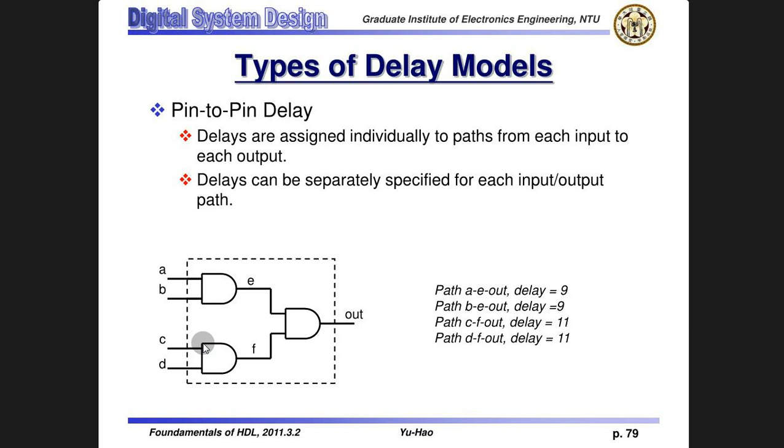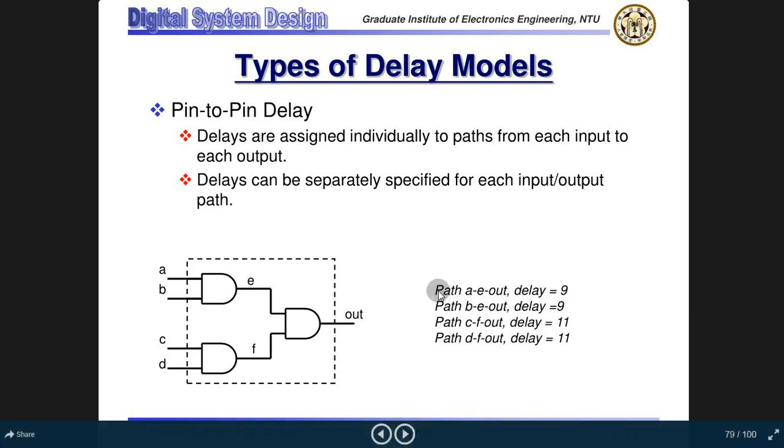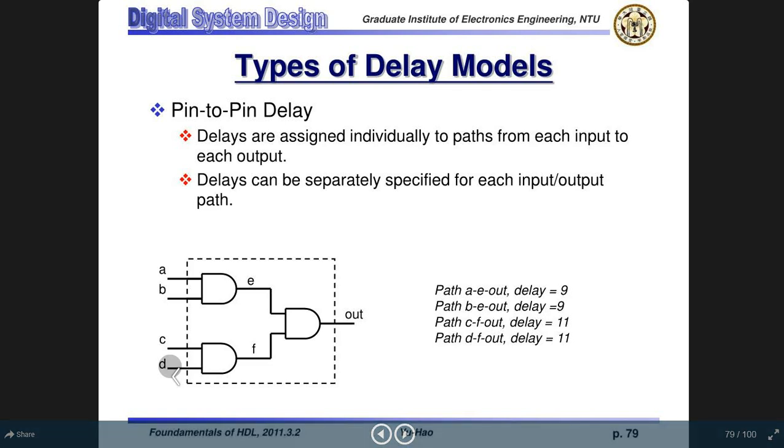Now delays are assigned individually to paths from each input to each output. Delays can be separately specified for each input and output path. So for the path A to E we have a delay of 9. For B to E we have a delay of 9. For C to F we have a delay of 11, and D to F we have a delay of 11. That's why it's known as pin to pin delay. Suppose A is the input port and the output port is E, then that delay will be calculated.